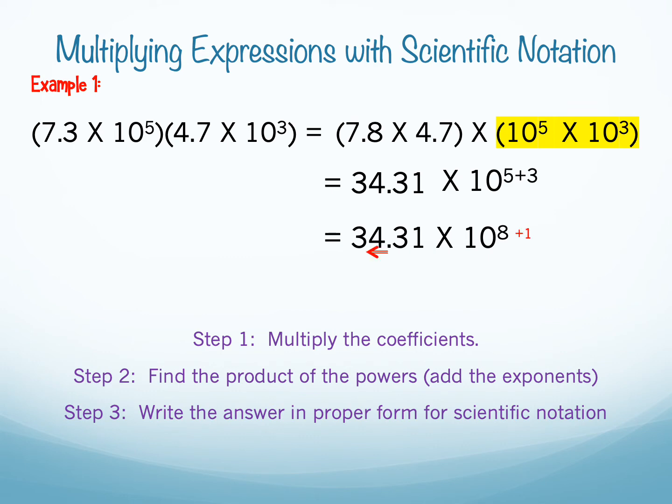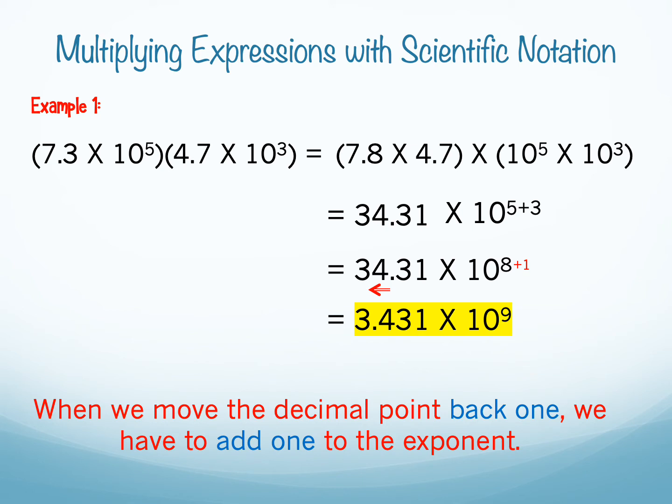Now, to solve this, we must write the answer in proper form for scientific notation. Notice that we must move the decimal point back one place. Because we move it back one place, we add 1 to the exponent. And the final answer is 3.431 times 10 to the 9th power. When we move the decimal point back 1, we have to add 1 to the exponent.